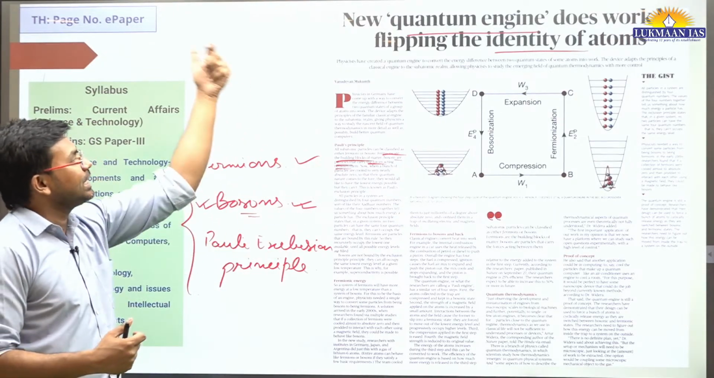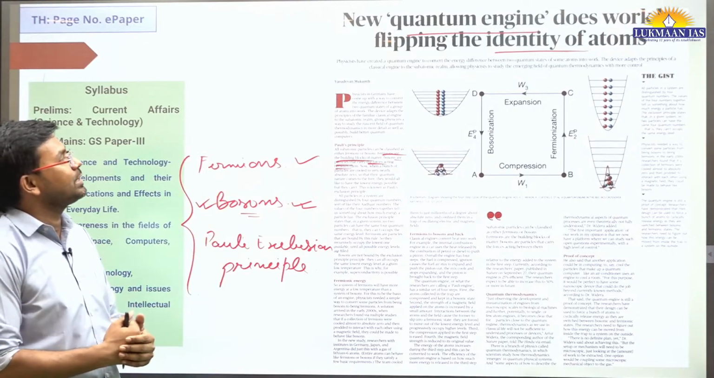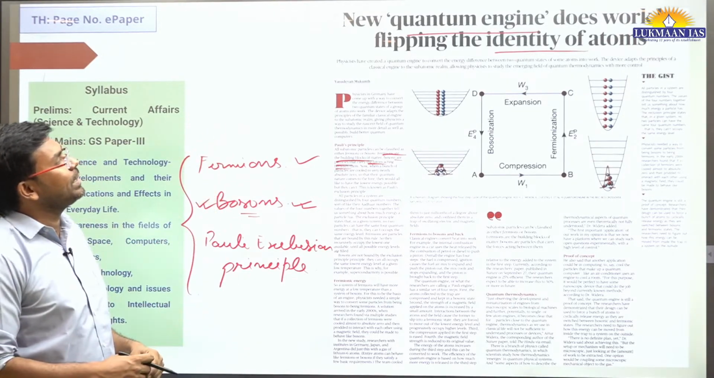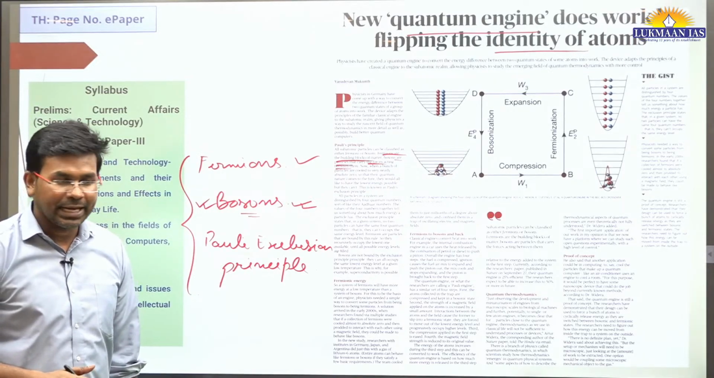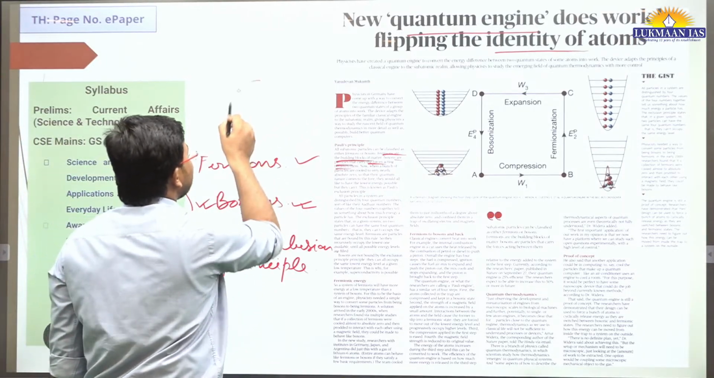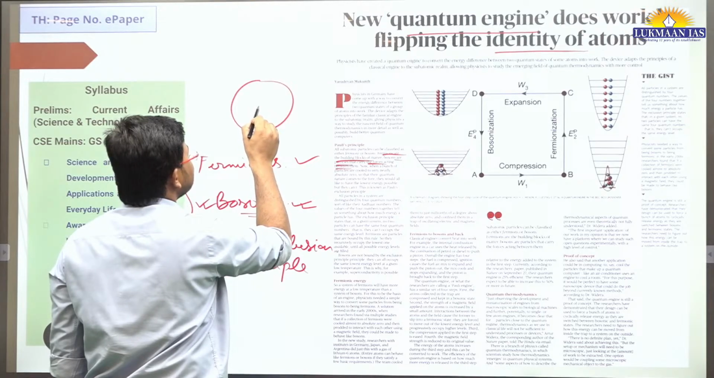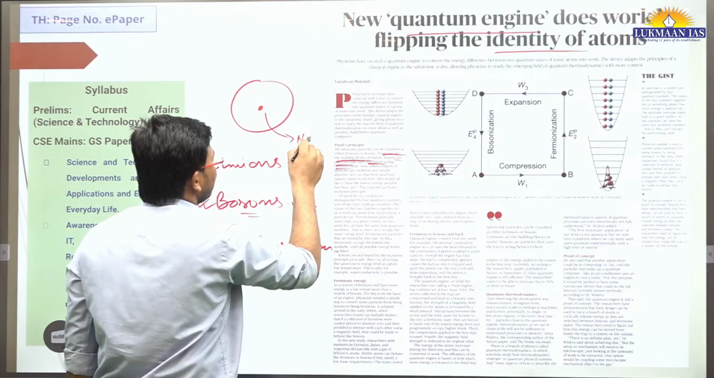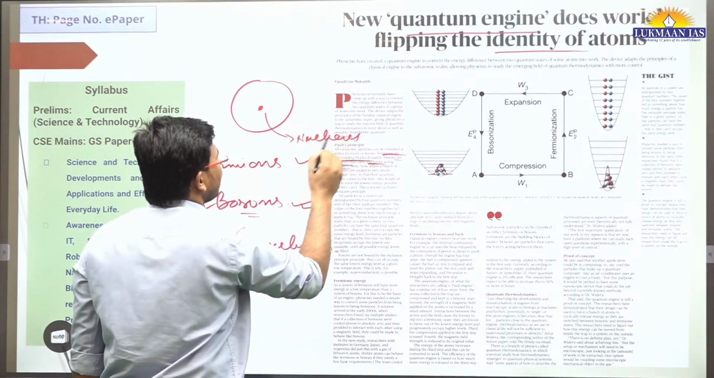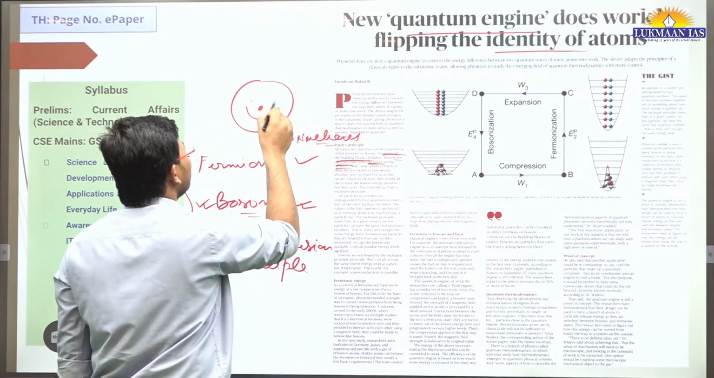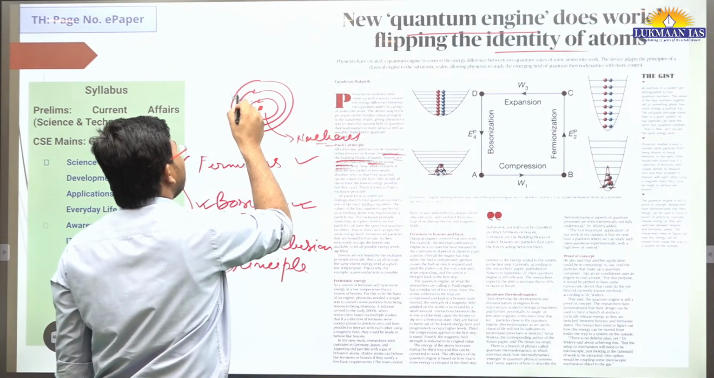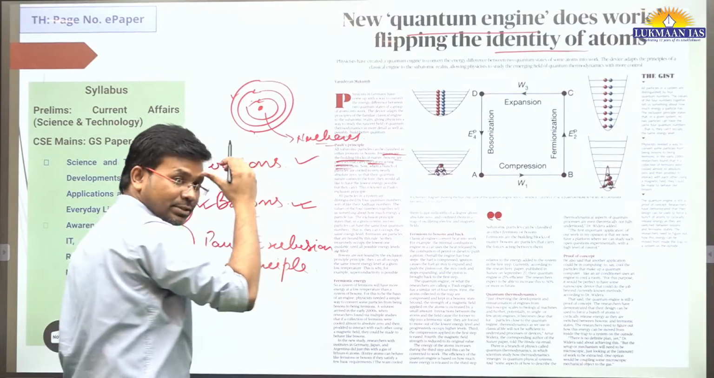In this article they have said that a quantum engine has been developed by scientists, which does work by flipping the identity of atoms. Flipping the identity of atoms means, inside the atom, what happens. Let's say this is the atom. At the center we have a nucleus, and around the nucleus we have different shells, and these shells have electrons, and they have different bonds. These are known as valence bonds, etc.